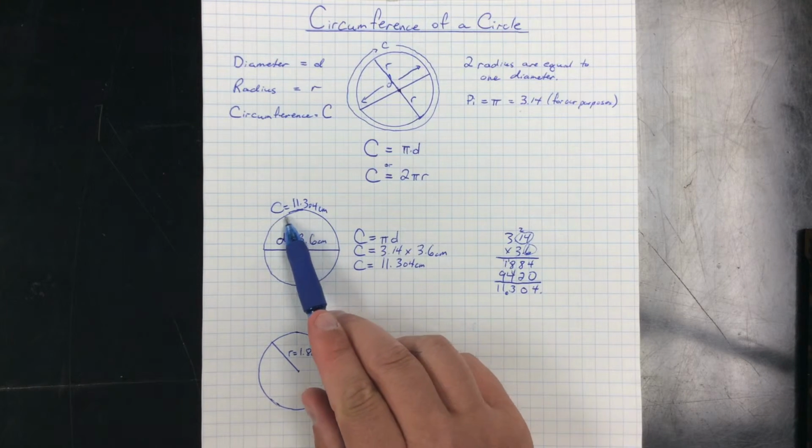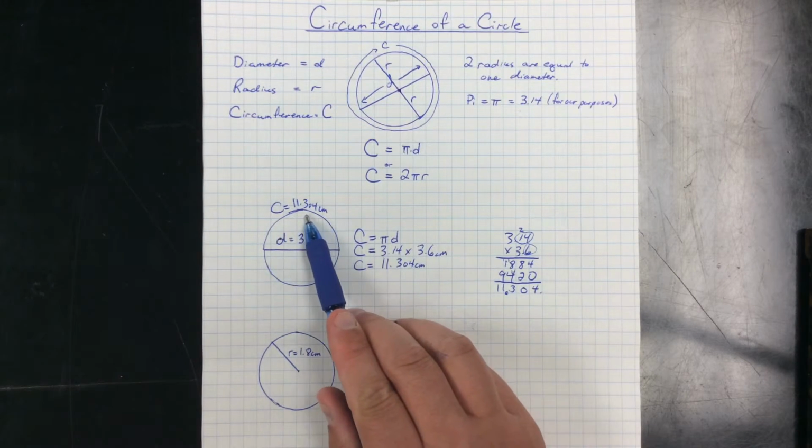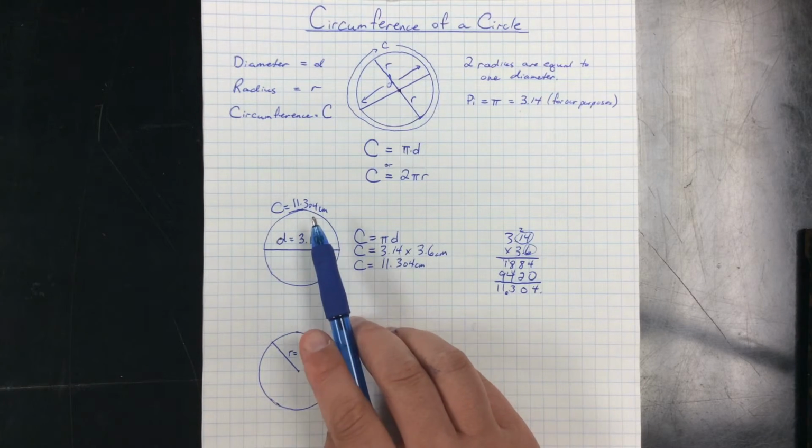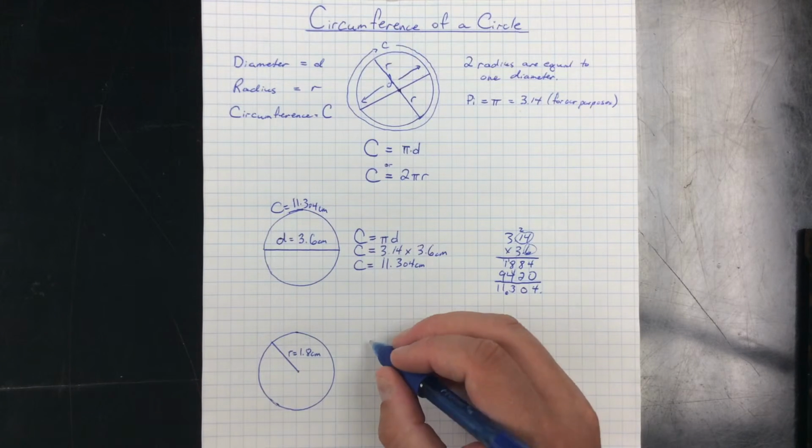Obviously, I could have taken a piece of string and carefully laid it around the outside and then measured the string afterwards on a ruler, but to get this precise, it would have been very difficult. All right, we're going to do the same thing with the other formula.